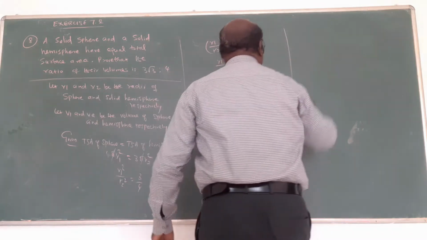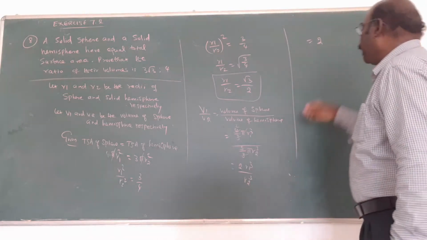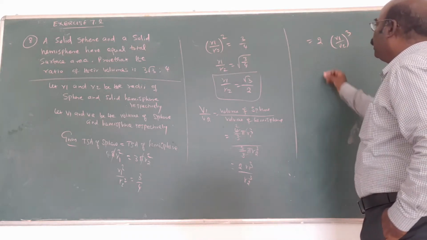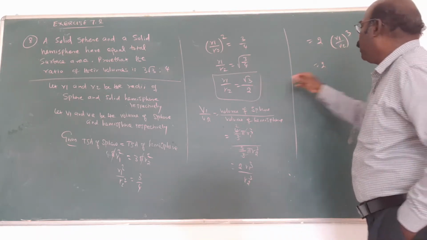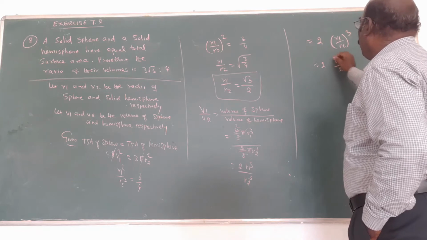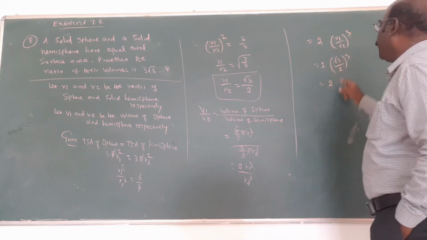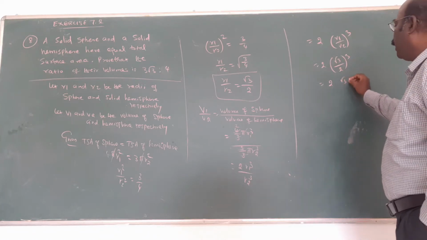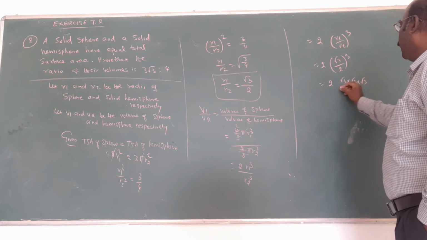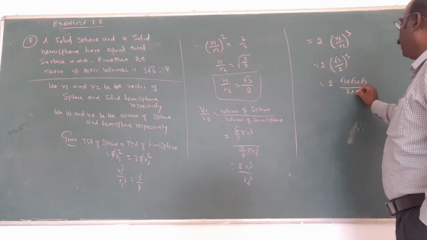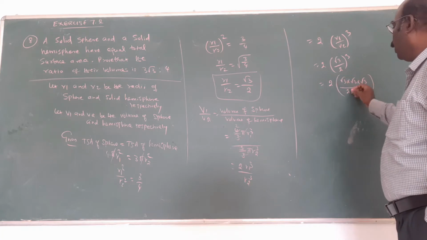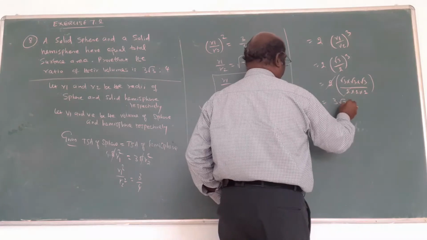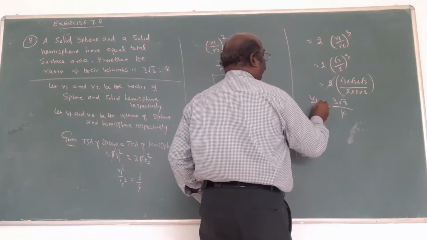This can be done as 2 into R1 by R2 whole cube. Alright? 2 into R1 by R2 is root 3 by 2 whole power 3. Now simplify: 2 into root 3 whole power 3 means 2 root 3 into root 3 into root 3, divided by 2 power 3 means 2 into 2 into 2. The 2 cancels. Here root 3 into root 3 is 3, so 3 root 3 by 4. This is V1 by V2.